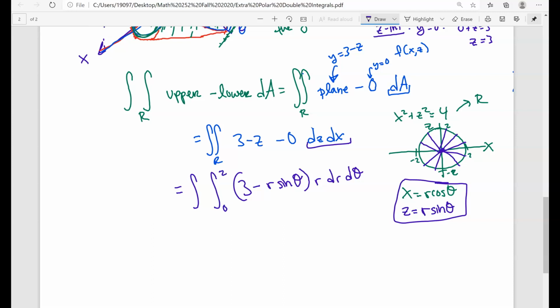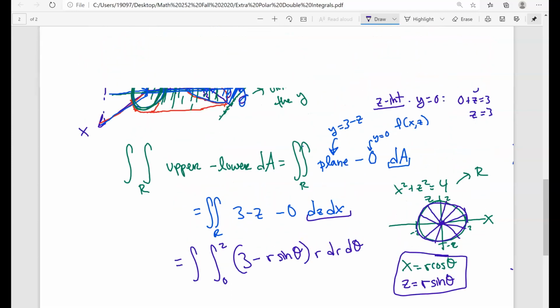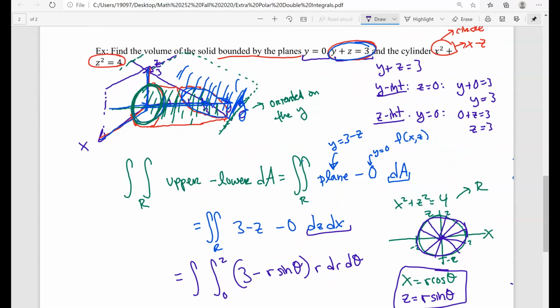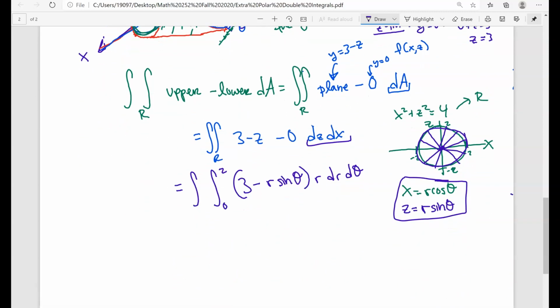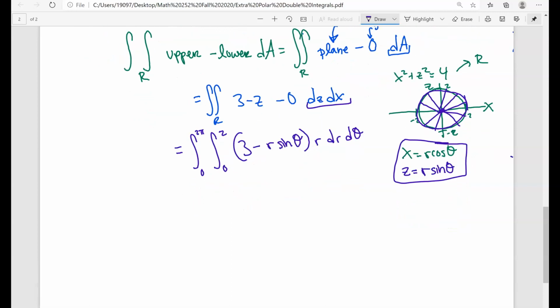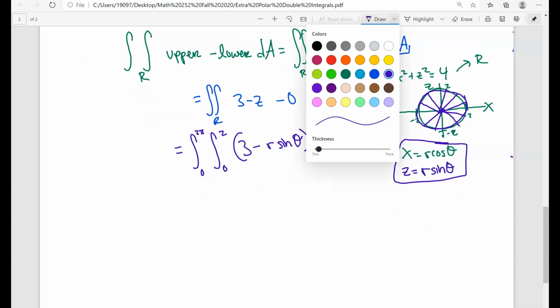And now my angle theta, well, that one's just easy because we're looking at the entire circle. It doesn't tell us any restrictions, like the problem being in the first octant or anything like that. So we're going to take the whole circle, 0 to 2 pi. And now all we have to do is just integrate it.